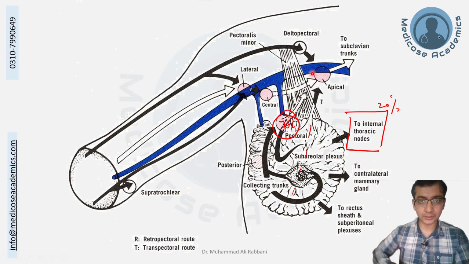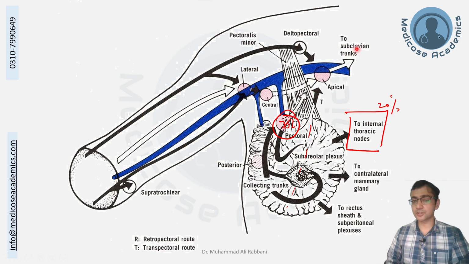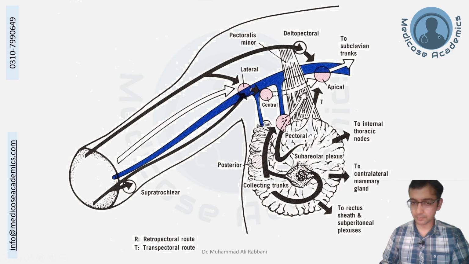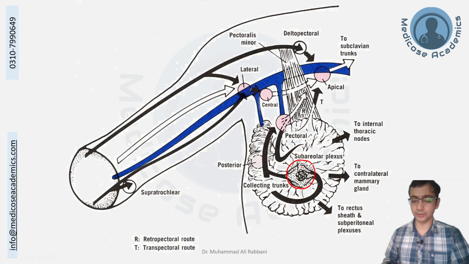Again, this is not that much in black and white. They can jump directly to apical nodes and then to the subclavian trunk, supraclavicular nodes, and then all the way. There are some other drainage sites too. Before going into that, the lymphatic plexus just below the areola is very well developed. This is called the subareolar plexus, the plexus of lymphatics just below the areola. It does not discern the medial and lateral aspect.